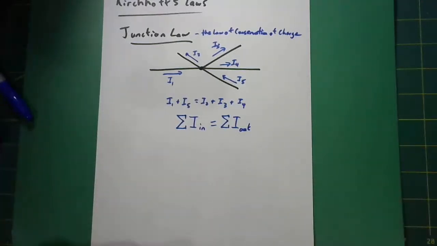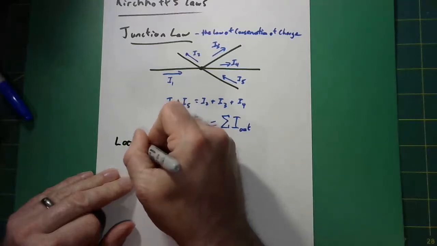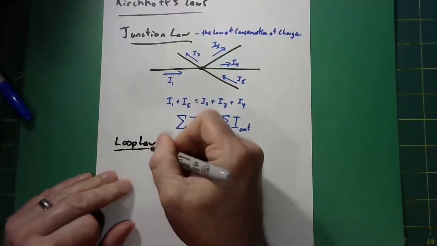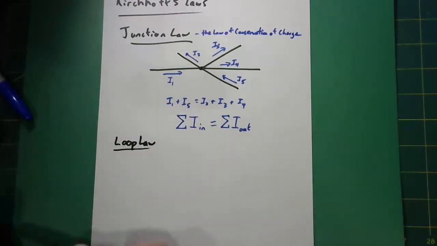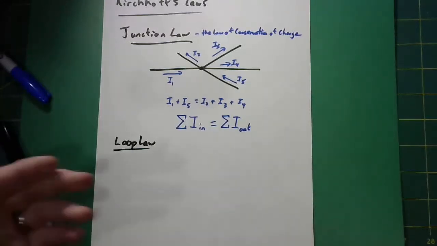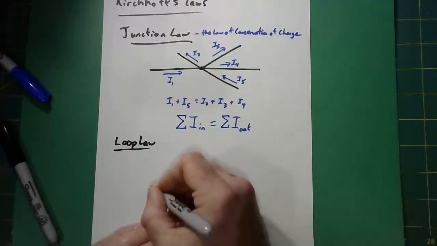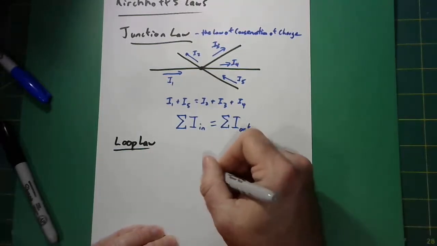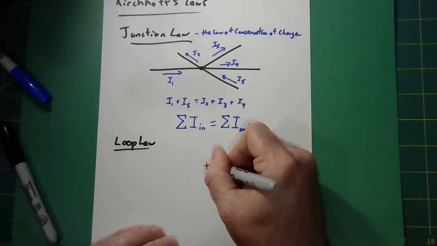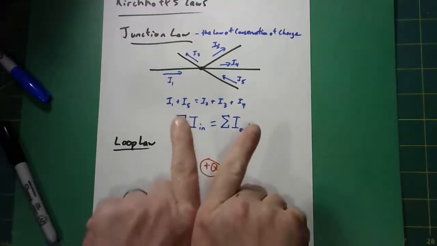Kirchhoff's other law is called the loop law. Okay, Kirchhoff's loop law. And this one, it turns out, is just another consequence of the law of conservation of energy. Let's put this one like this. Let's say that we have some great big positive charge here, say some great big plus Q. And you say it's going to make an E field that radiates outward from it in all directions.